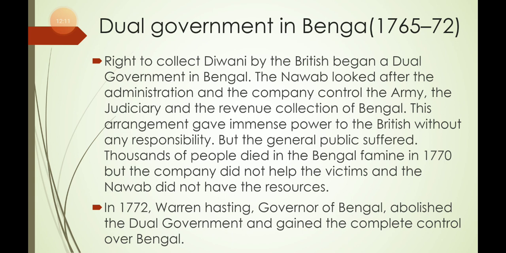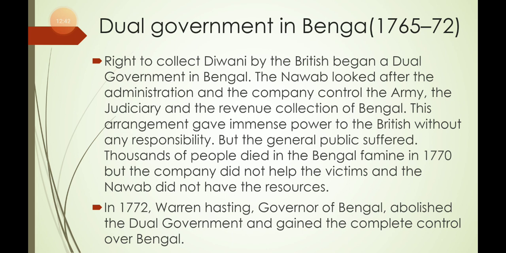In 1772, Warren Hastings, governor of Bengal, abolished the dual government and gained complete control over Bengal. The dual government continued up to 1772. In 1772, Warren Hastings became the Governor, and he totally abolished the dual government and gained complete control over Bengal.